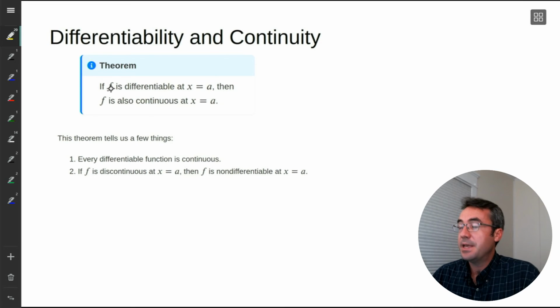It says, if function f is differentiable at location x equals a, well then the function f is also continuous at location x equals a. So if we know our function f is differentiable at a point, well then f is also continuous at that point. So this is pretty remarkable. It really tells us that if we can calculate the derivative of a function, then the graph of that function doesn't have any jumps or breaks or holes in it.